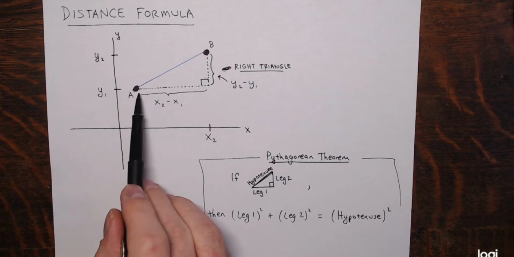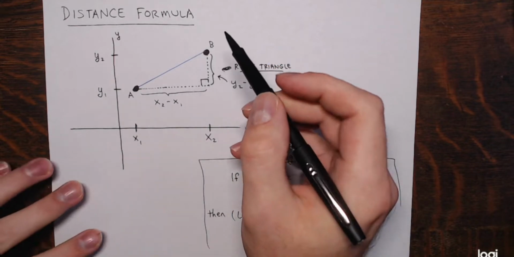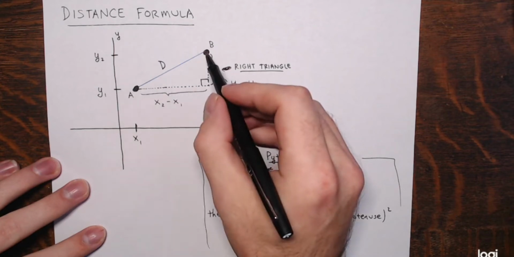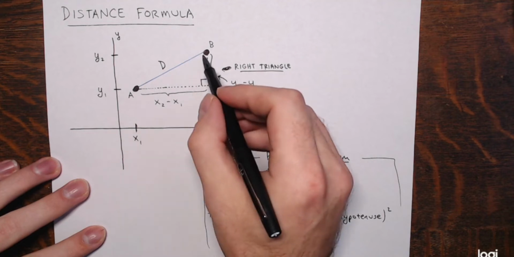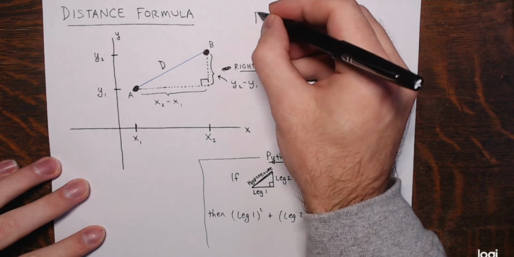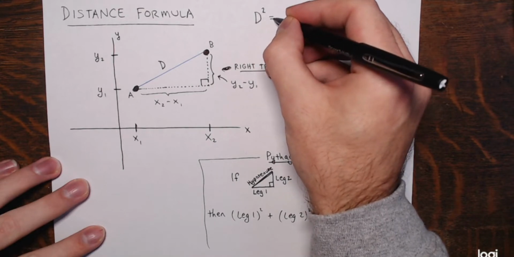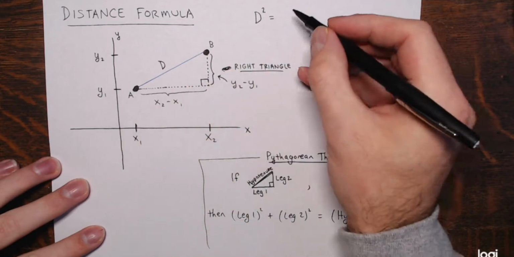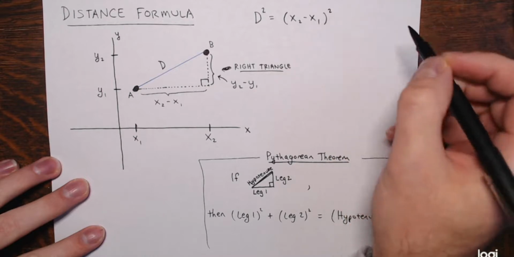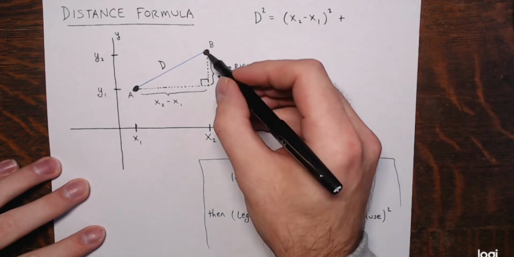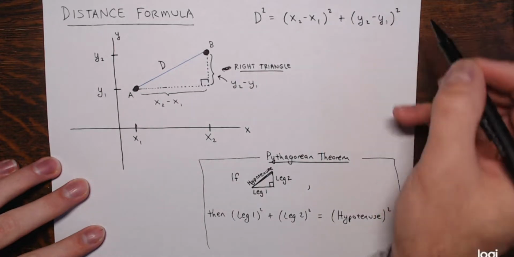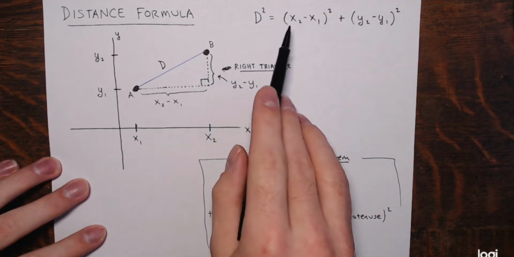So the legs have these lengths, and I'm going to call the length of the hypotenuse d, capital D, for distance. This is the distance we're trying to find, the distance between A and B. And by the Pythagorean theorem, the hypotenuse squared will be equal to the horizontal leg, x2 minus x1 squared, plus the vertical leg squared, which has a length of y2 minus y1 squared. Now that's the distance squared.